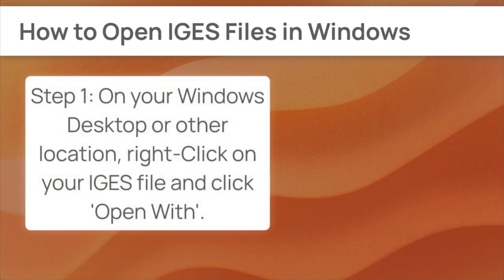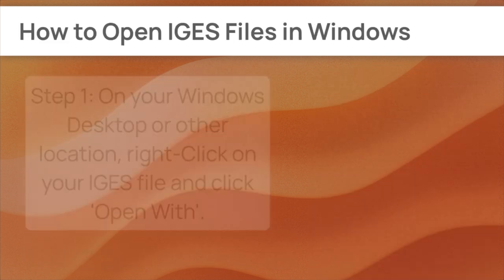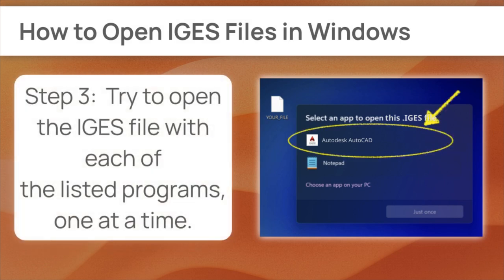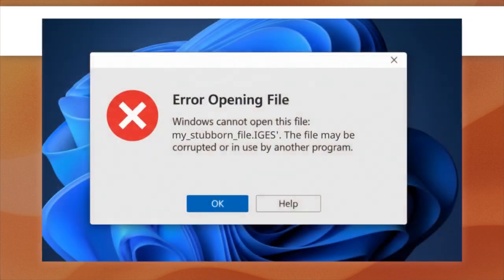Your first step towards successfully opening the file: right-click the IGES file and select Open With. If Autodesk AutoCAD is on your system, try that first. If not, try another option immediately. A test is required. If you still can't open the IGES file, it's okay.